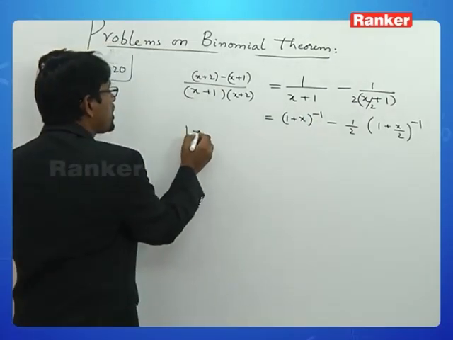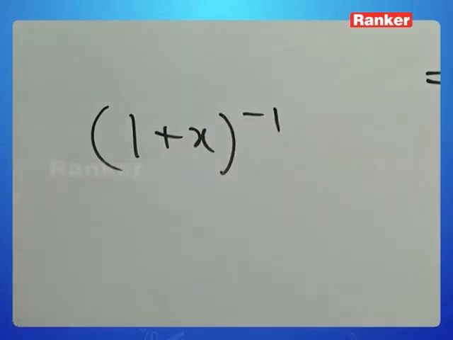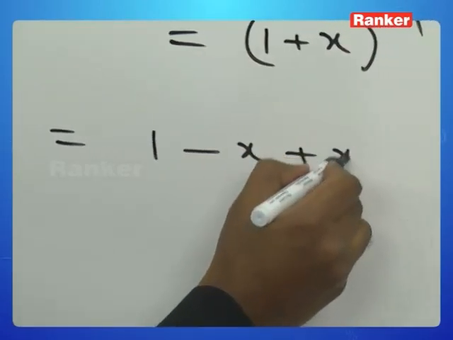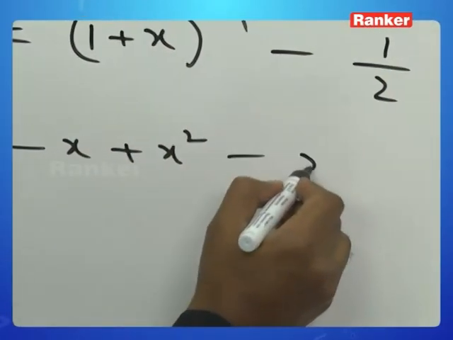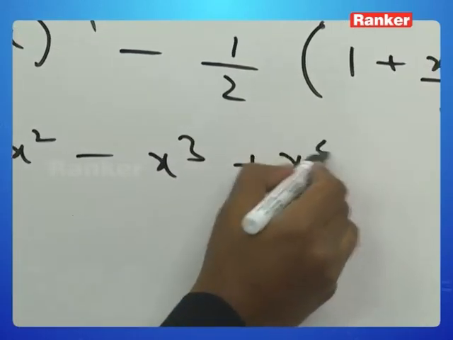Now here we need to use an expansion formula, 1 plus x power minus 1. What is 1 plus x power minus 1 expansion? 1 minus x plus x square minus x cube, alternating sign pattern, plus x power 4, and so on and so forth.